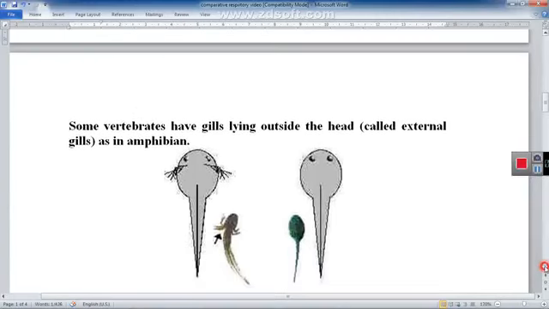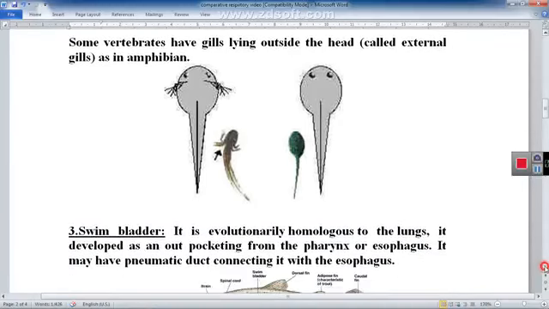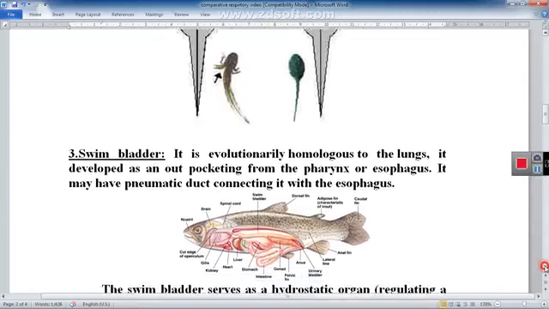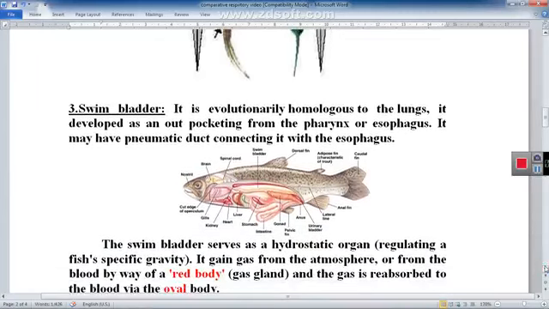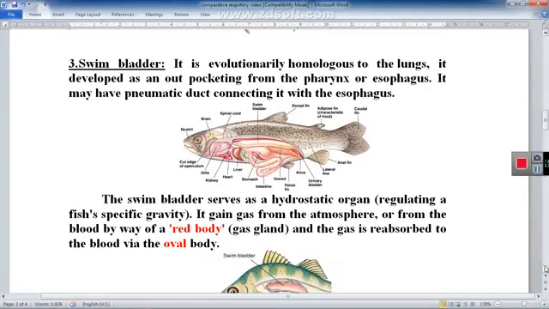Some of the vertebrates may have external gills, as those of amphibia, which have the same principles. In addition to skin modification and gill modification of the primary organ of respiration, another form of respiratory modification is the swim bag, also called the swim bladder or gas bag.